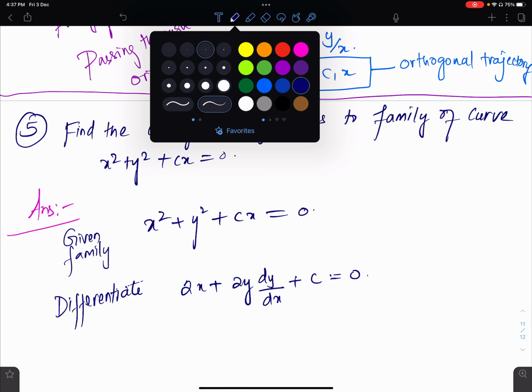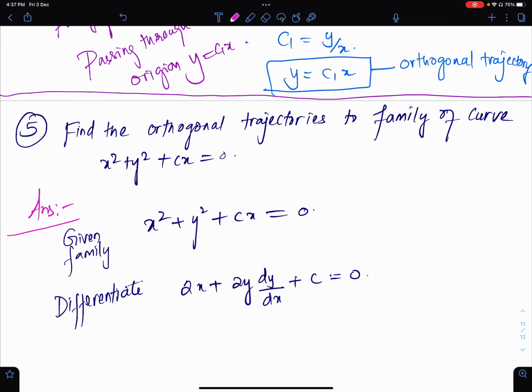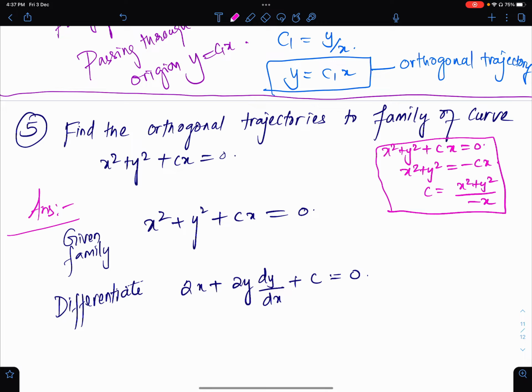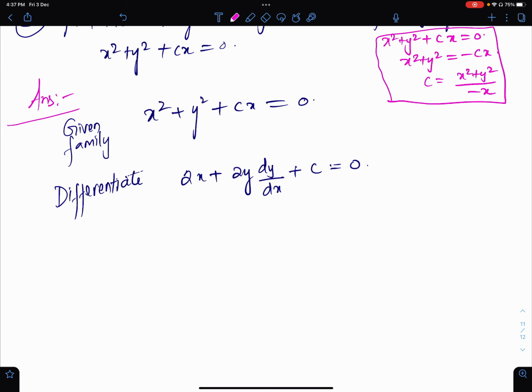After differentiating, we have c here, so you have to find c from the question. What is c from the question? x square plus y square plus cx is equal to 0, so x square plus y square equal to minus cx. So c is equal to x square plus y square by minus x. Put the value in this place. So it is 2x plus 2y dy by dx, then plus, in the place of c, x square plus y square divided by minus x, is equal to 0.